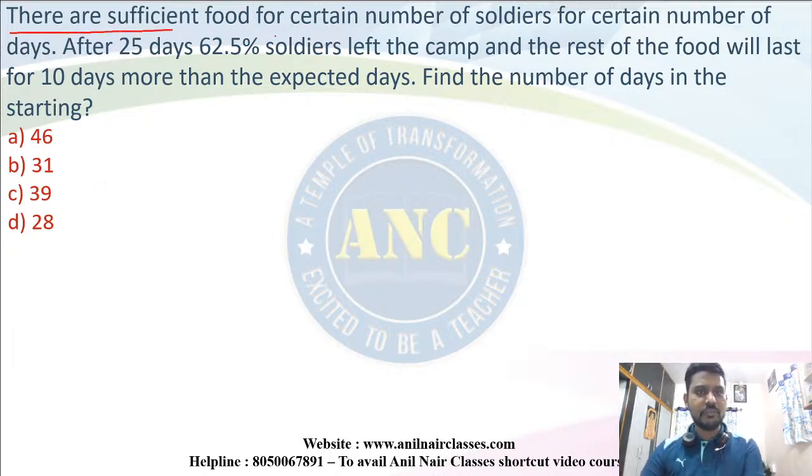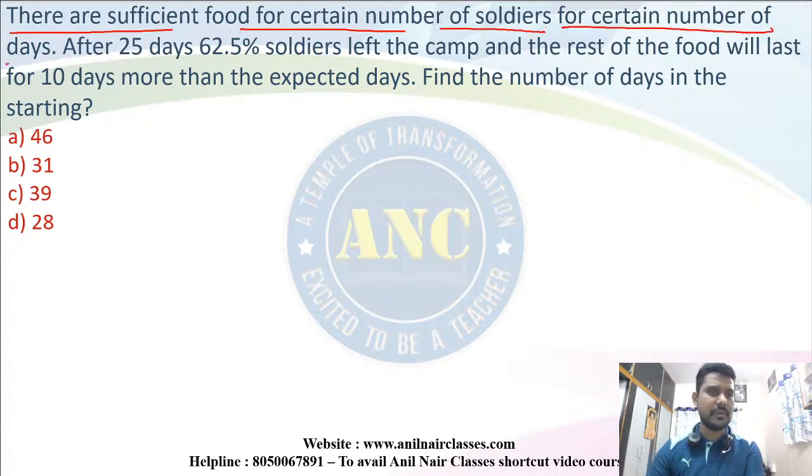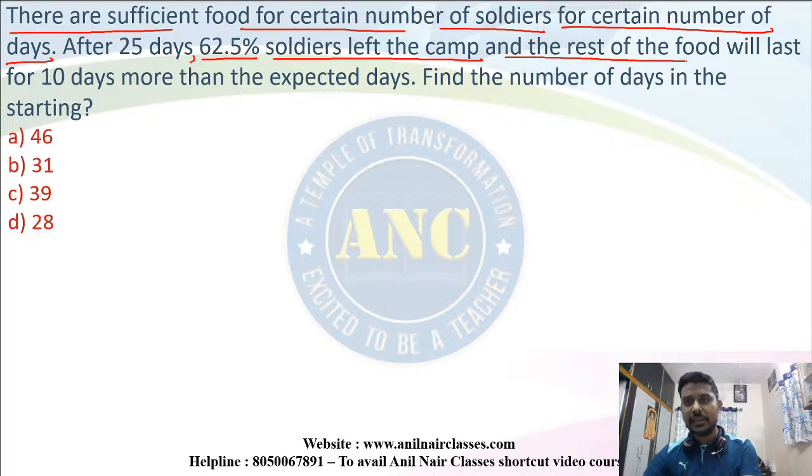There is sufficient food for a certain number of soldiers for a certain number of days. In all the previous questions, it was given how many soldiers and for how many days. But in this question, they are saying a certain number of soldiers for a certain number of days. So we don't know how many soldiers and how many days initially. After 25 days, 62.5% of soldiers left the camp and the rest of the food will last for 10 days more than the expected days, right?